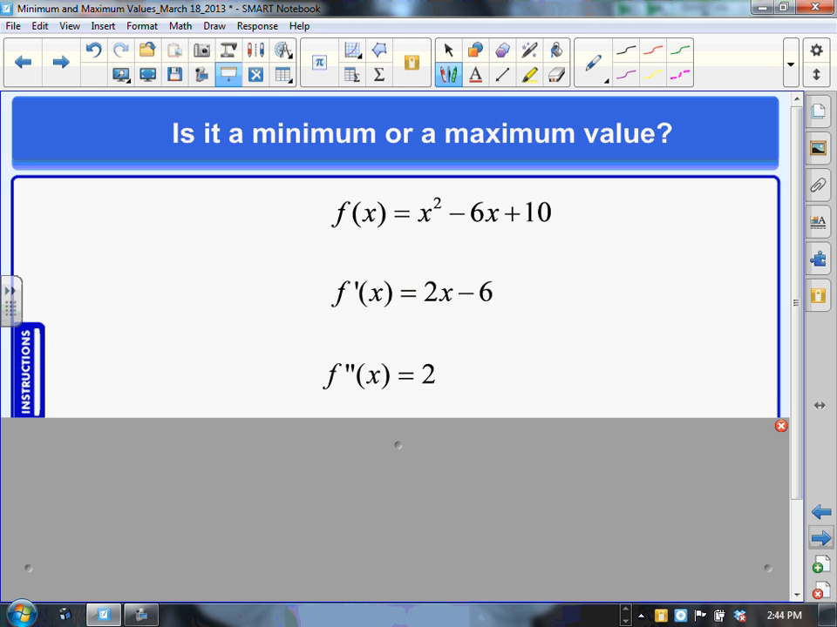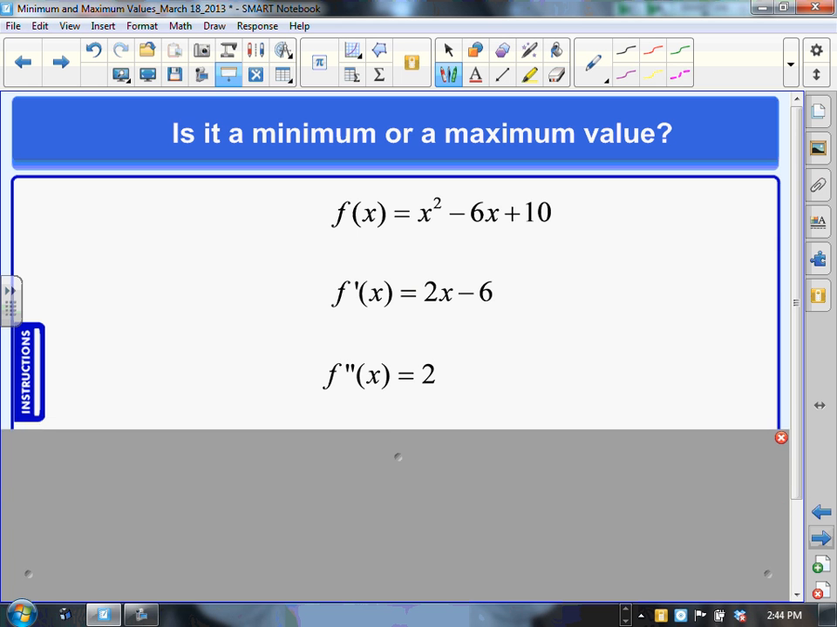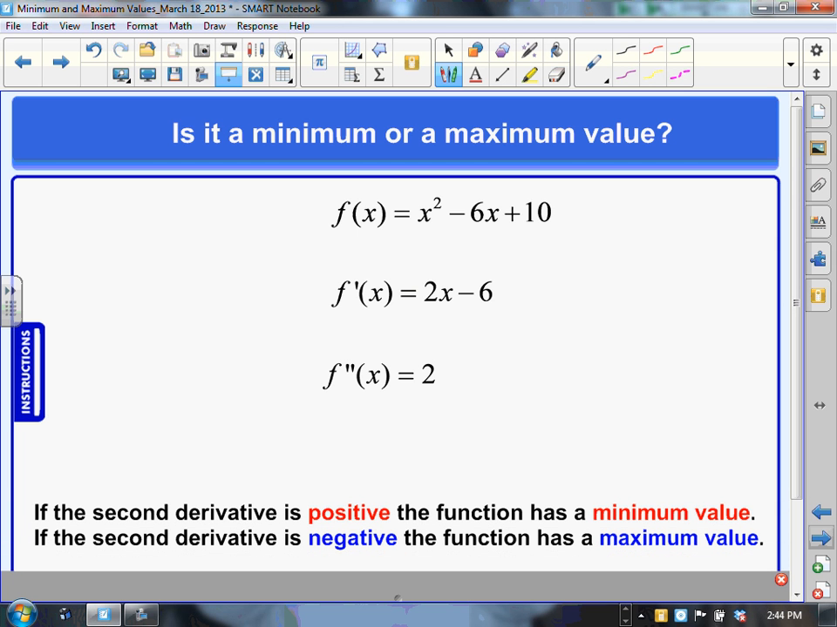Because with the second derivative, if it is positive, the function has a minimum. If it is negative, it has a max. So what this implies here is that the ordered pair (3, 1) is a minimum, right? Since f double prime at x is positive.